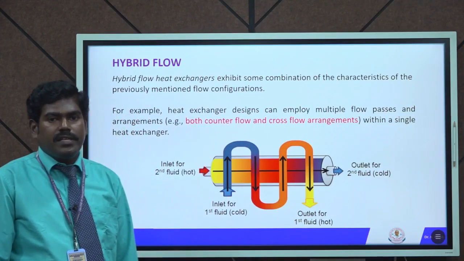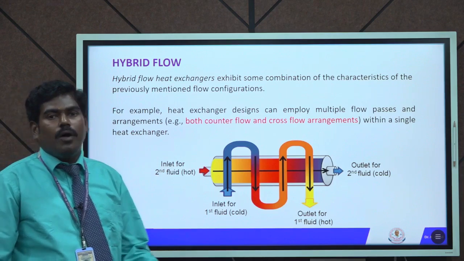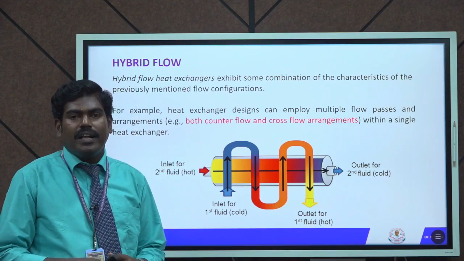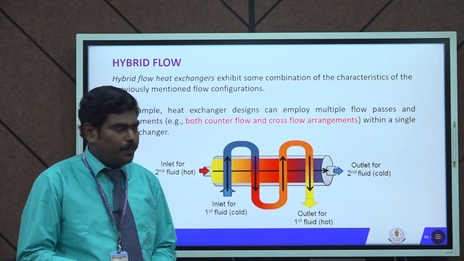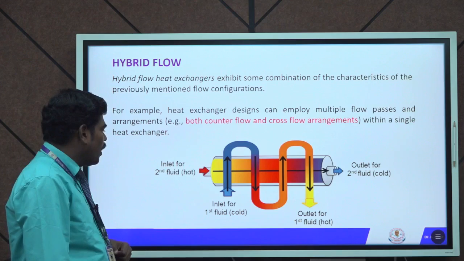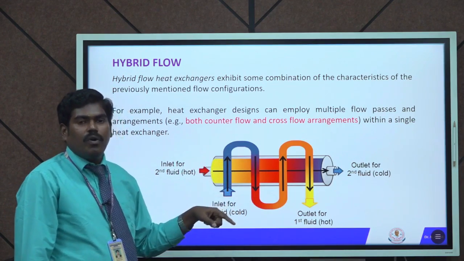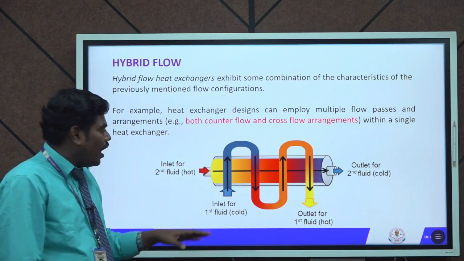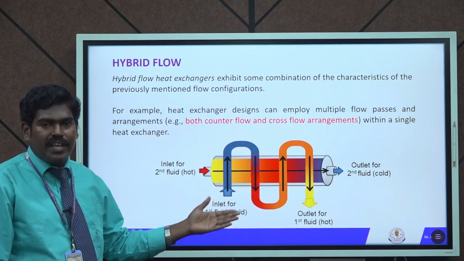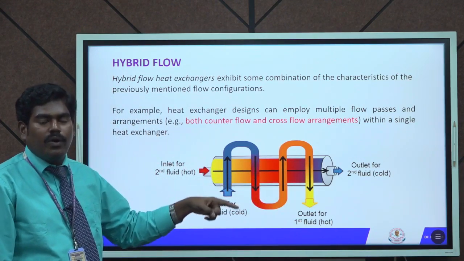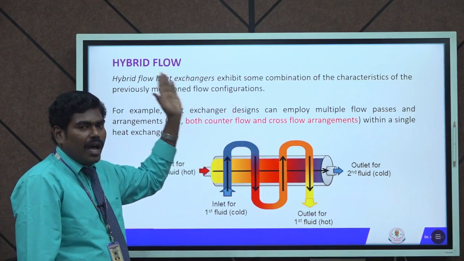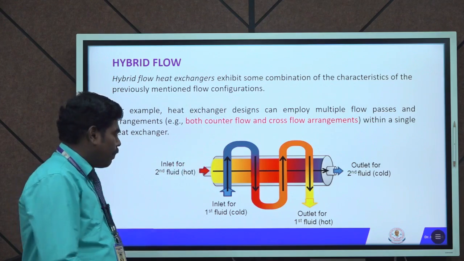The fourth type of heat exchanger is the hybrid flow heat exchanger. It is a combination of a parallel or counter flow heat exchanger and a cross flow heat exchanger. This is a schematic representation of a hybrid flow heat exchanger. It consists of a counter flow or parallel flow heat exchanger and also a cross flow heat exchanger. In this way heat is exchanged between one liquid and another, and such heat exchangers are called hybrid flow heat exchangers.